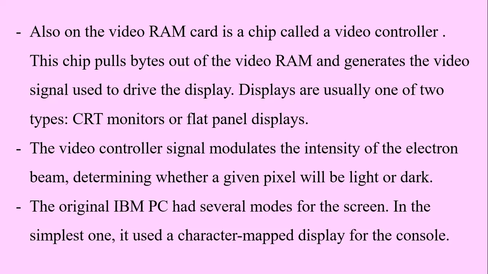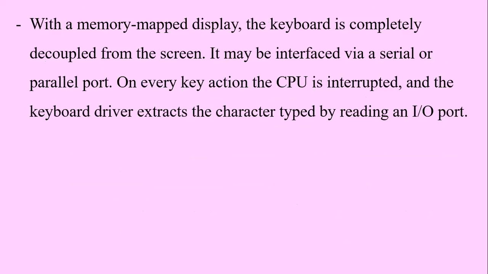The original IBM PC had several modes for the screen. In the simplest one, it used a character mapped display for the console. With a memory mapped display, the keyboard is completely decoupled from the screen. It may be interfaced via a serial or a parallel port. On every key action, the CPU is interrupted and the keyboard driver extracts the character typed by reading an I/O port.